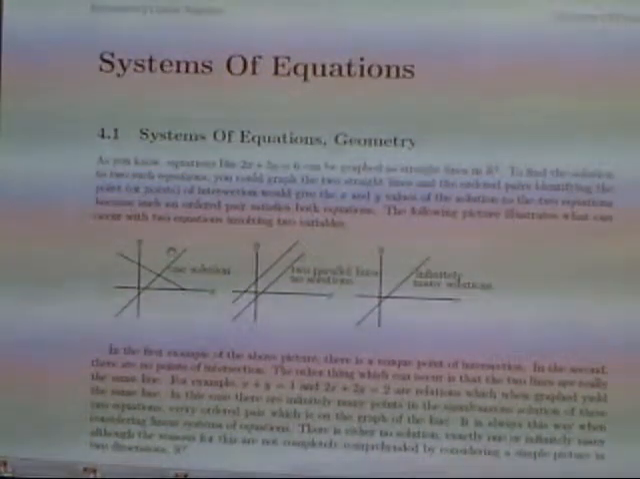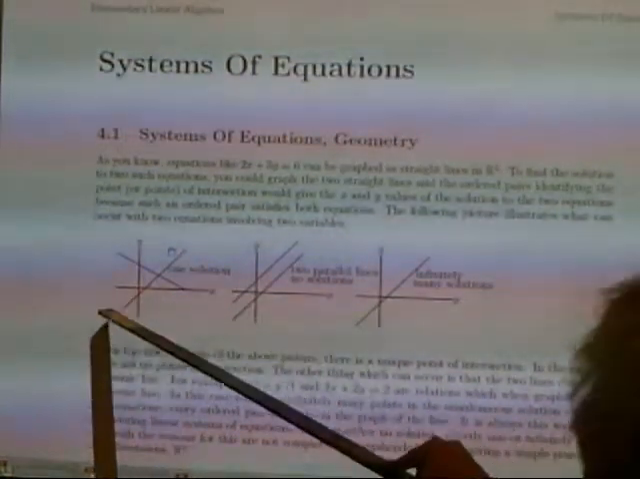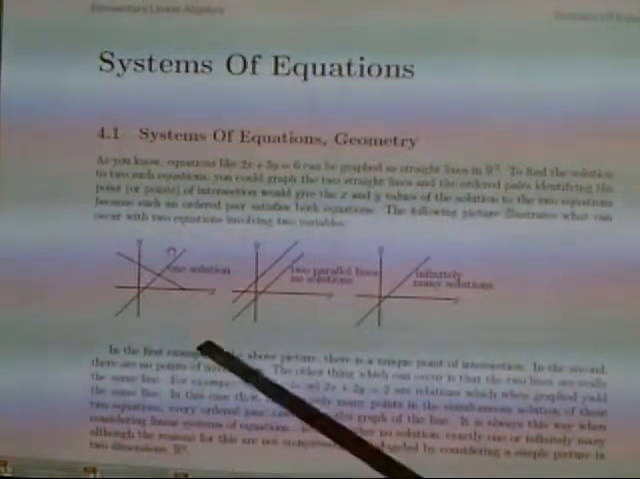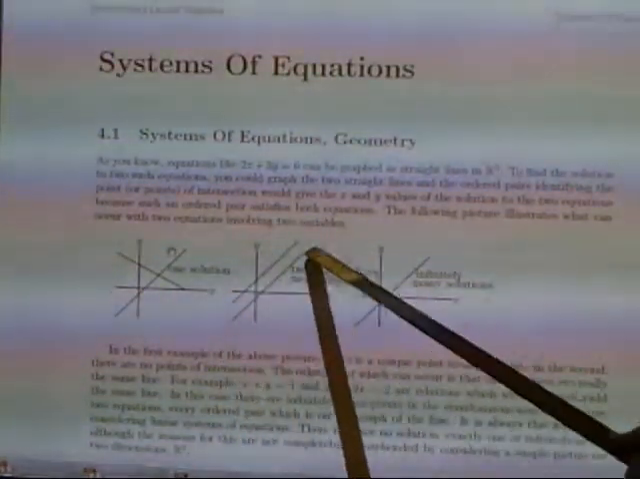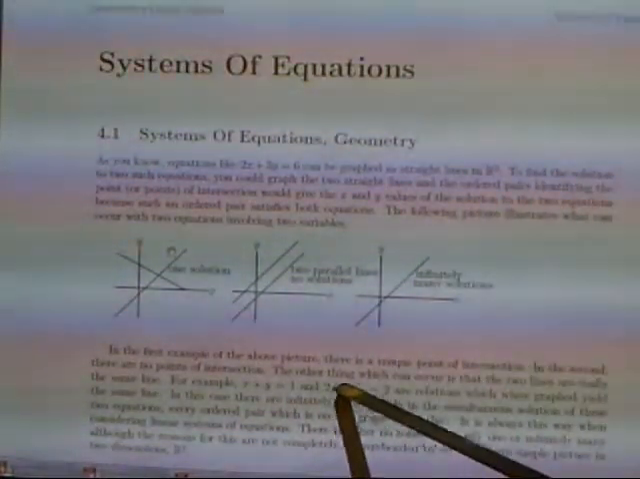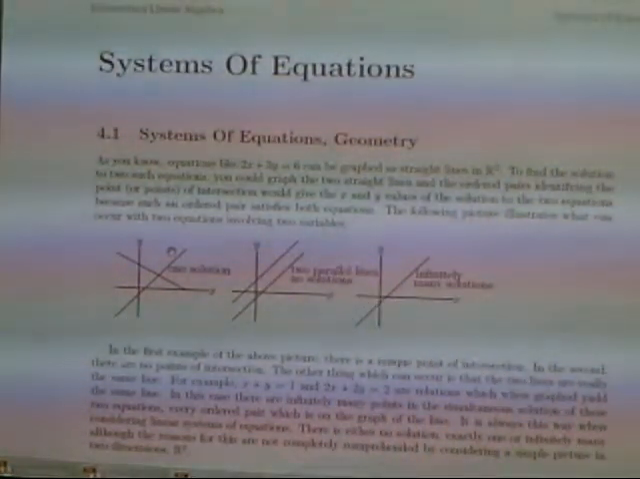This is our equation. If the two lines intersect, then we have one solution. If the two lines are parallel, then we have no solution. And if the lines coincide, then we have infinitely many solutions.